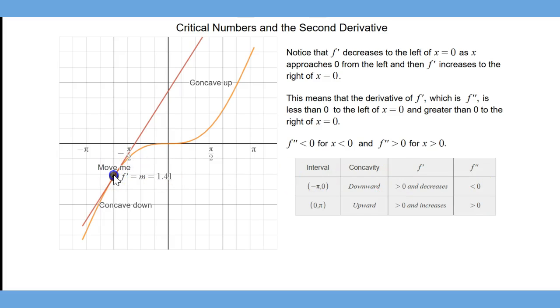So notice that to the left of the y-axis here, where it's concave down, that first derivative is decreasing, which means that the second derivative is less than 0. And to the right of the y-axis, where it's concave up, that first derivative, those slopes, the tangents, are increasing. So the second derivative is greater than 0.